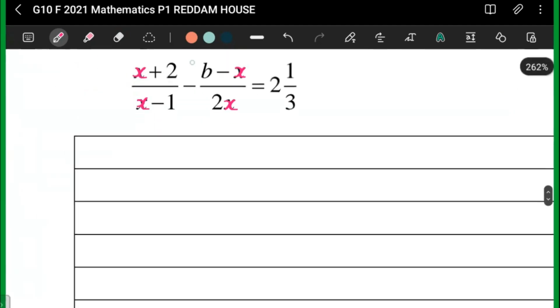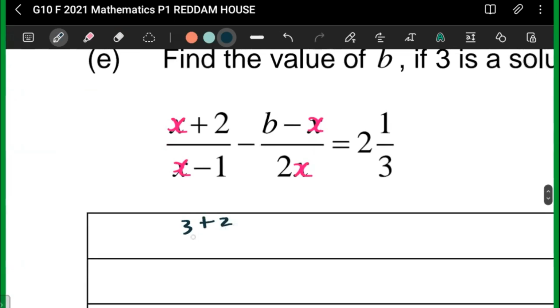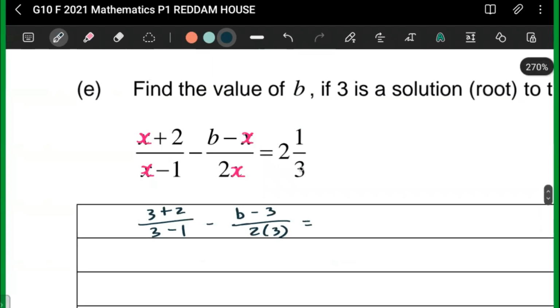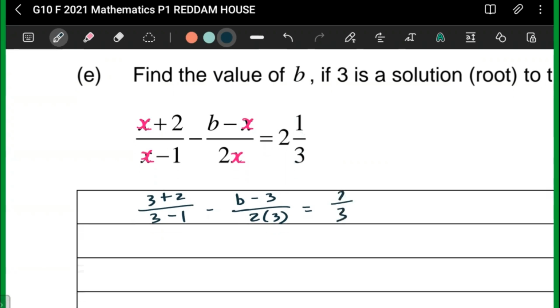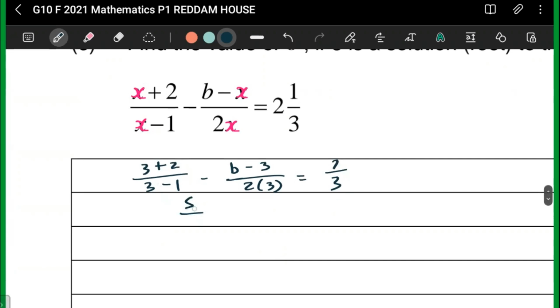So doing that, we're going to put the 3 plus 2 over 3 minus 1. And then we're going to put here b minus 3, 2 times 3. And then 2 with the third. We may want to write that as a mixed fraction. So 2 times 3 is 6, plus 1 is 7. There we go. Simplifying here, 5 over 2, b minus 3 is 6 here, 7 over 3.